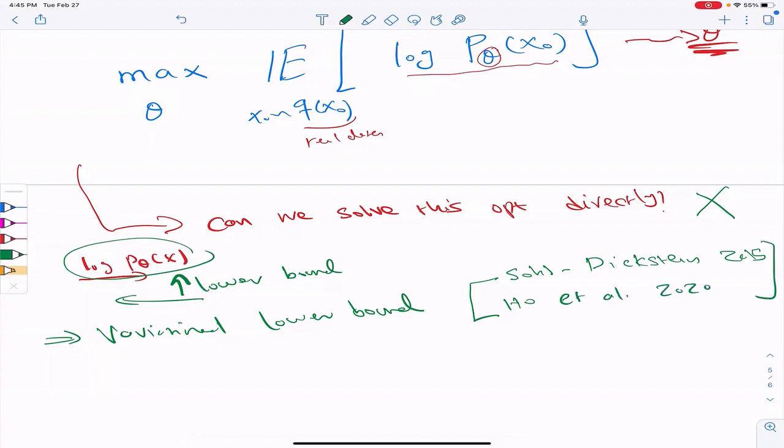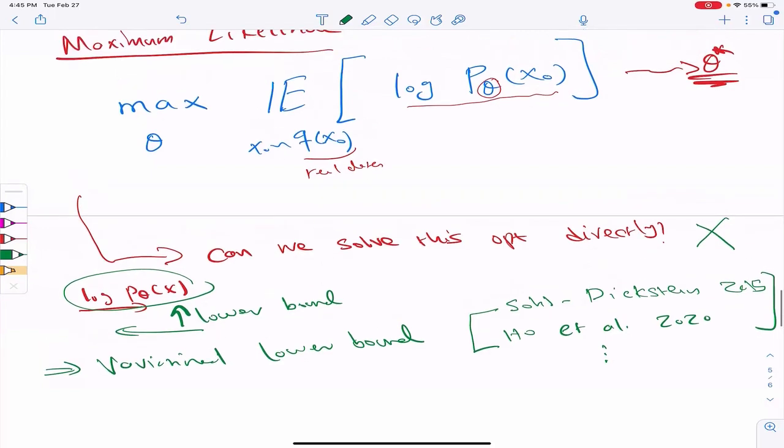In 2020, they had a reformulation of it, and there is a lot of relevant literature that you can find about how we can compute a lower bound on this.